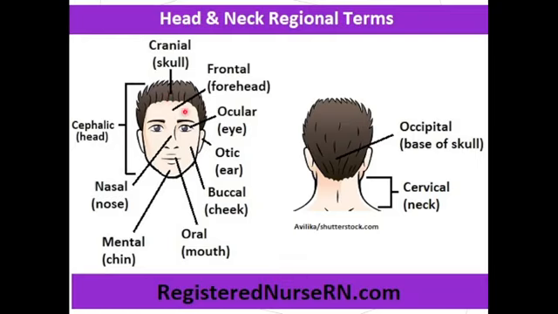Next is cranial. So that's the skull. It refers to the skull, since we have what is called the cranium. The cranium is a part of our skull. So that's what we mean by cranial. Frontal, we have the forehead. So fore and front mean the same thing.